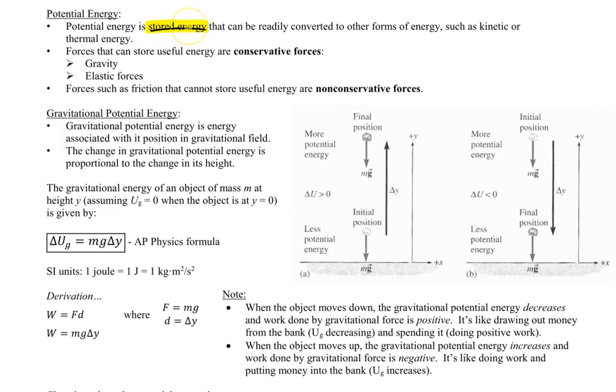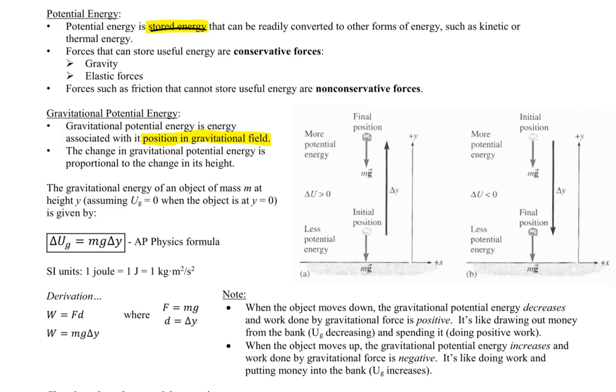I'll just highlight stored here, that has to do with or is associated with the position of the object within some gravitational field. All right, let's take a look at the picture over here to the right side. Suppose you have an object, in this case this rock, and it is being lifted upwards some vertical height, which is represented with delta y. And it's being lifted within some gravitational field. The gravitational field is uniform.